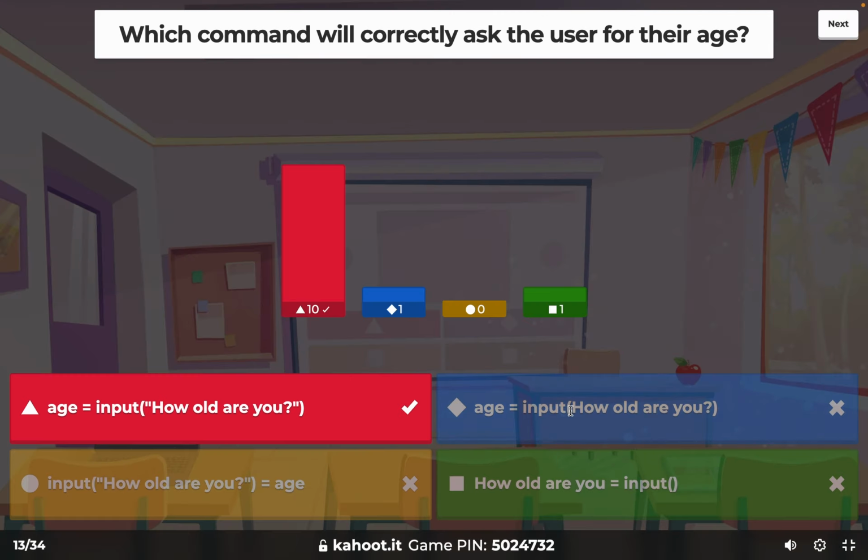So there's no quotation marks here. It doesn't work. If there are no quotation marks, Python will think they're all variables.